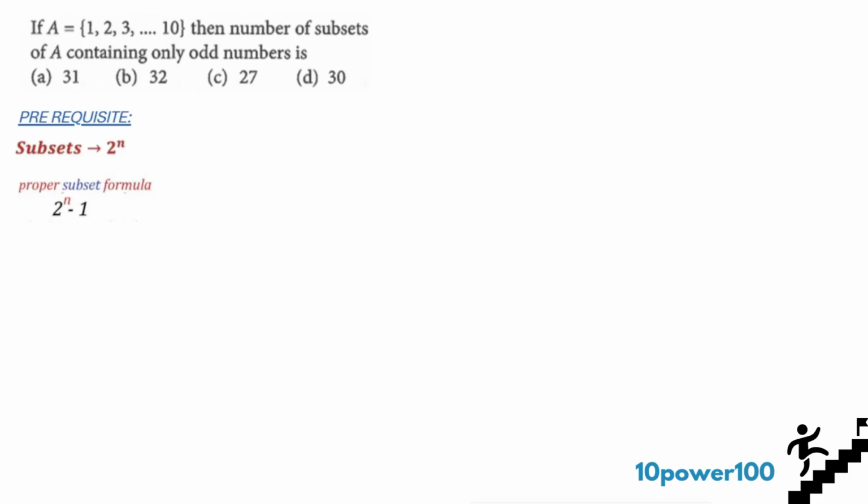If set A is equal to 1 to 10, then the number of subsets containing only odd numbers is: option A 31, option B 32, option C 27 and option D 30.